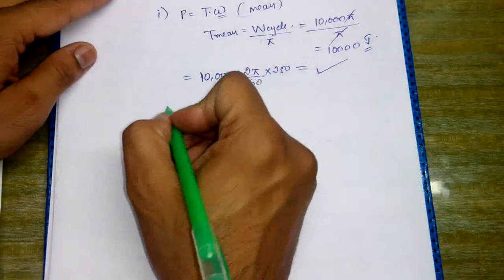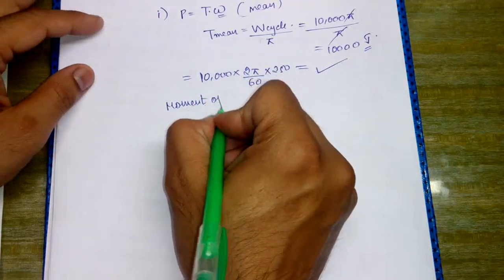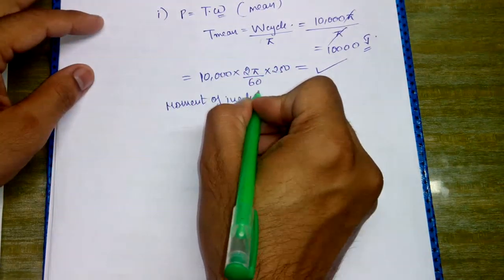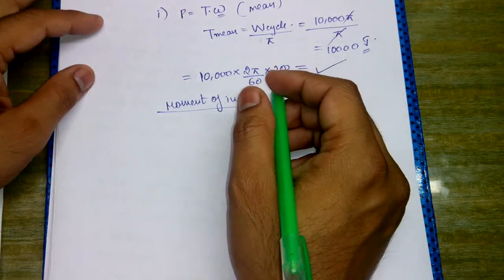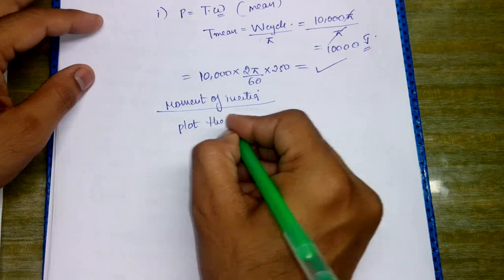Now the second one was the moment of inertia. In order to find the moment of inertia, we first have to plot the curve.